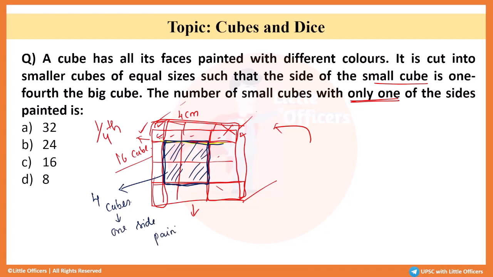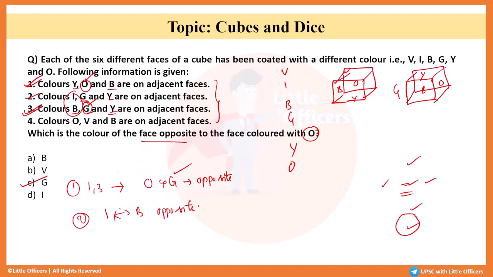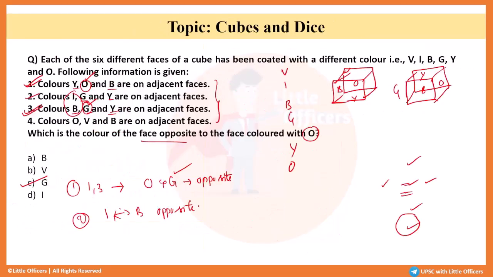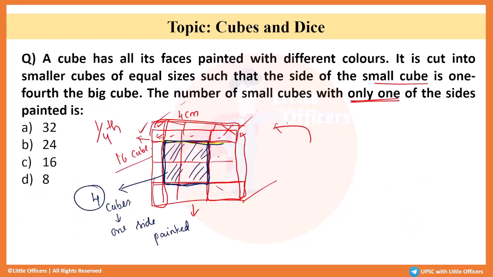4 cubes which have one side painted. ठीक है, simple, one side painted. Now on one surface how many you are getting? 4. But how many such surfaces are there? In a cube, you get 6 surfaces. In the very first slide, I have shown you that here, look at it. In a cube, how many surfaces you get? 6 surfaces. Okay. So in one surface, if there is 4 cubes which are painted on only one side, then in 6 surfaces, it will be 6 into 4. So altogether you will be having 24 small cubes which are exactly painted on only one side.